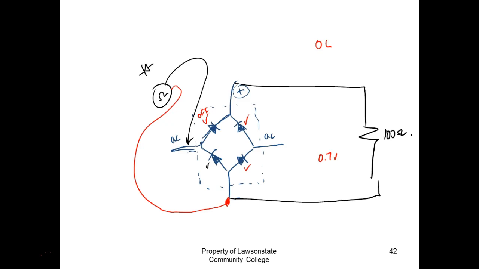So rule of thumb, if you check a solid state device and it checks good in circuit, you assume it's good. If it checks bad in circuit, then you're going to have to isolate the thing to see if it's good or bad. Are we okay? And that's true even for resistors, guys.